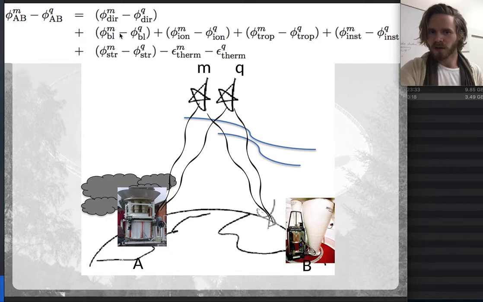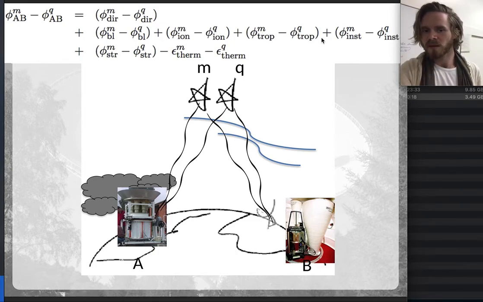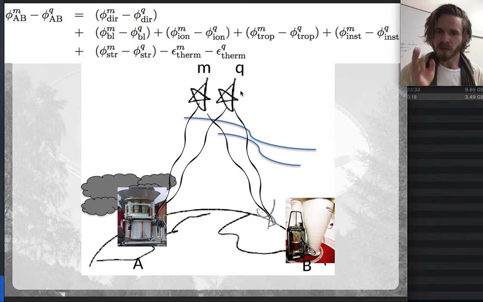And all of the other terms, then we deal with them. So the baseline error from expectation for the maser minus the baseline error expectation from the quasar, the ionosphere delay residual for the maser, ionosphere delay residual for the quasar, and we deal with them like that. So this is where the kind of magic happens, actually.